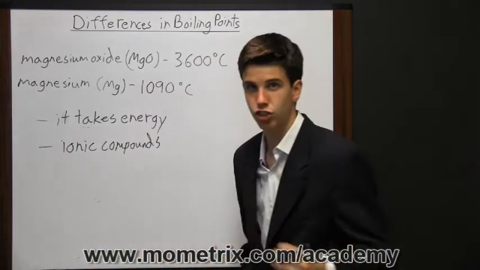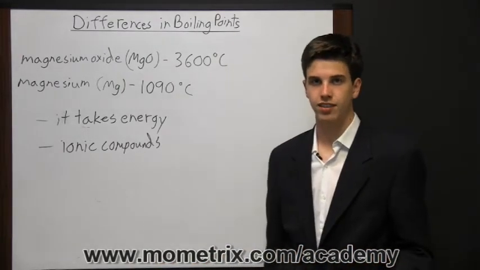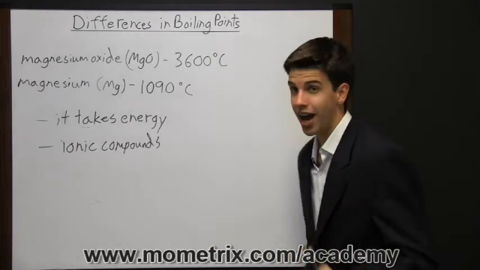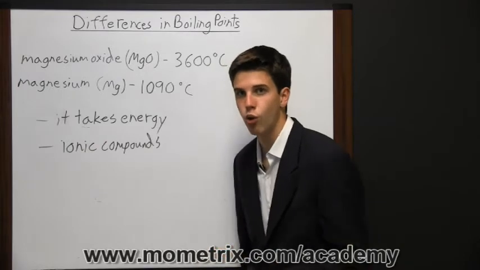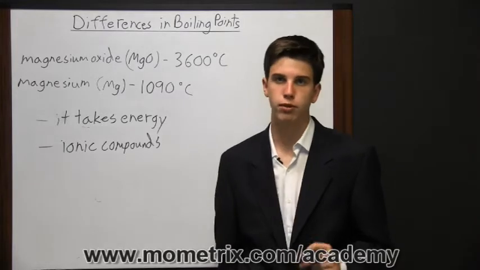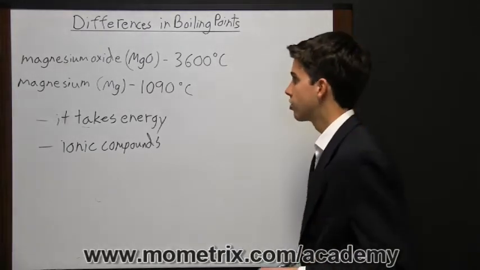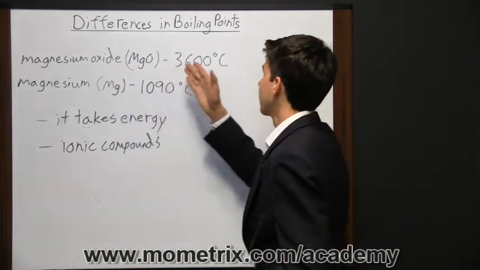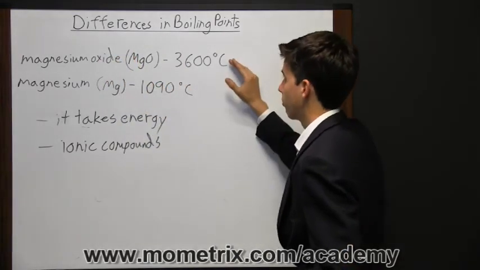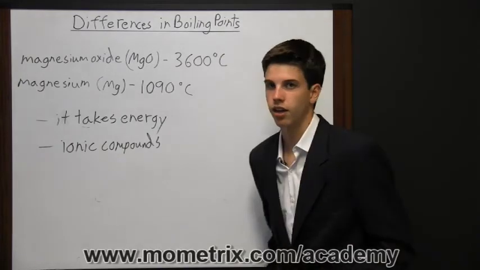And ionic compounds have extremely high bond energies, which a bond energy is basically a measure of how much energy it takes to break a bond. It's pretty self-explanatory. So a high bond energy means it takes a lot of energy or a lot of heat to break that bond apart. And the ionic bond between magnesium ions and oxygen ions is very strong. So here you're having to break apart the ions of an ionic compound. So that's why the boiling point for magnesium oxide is so much higher than the boiling point for just plain magnesium.